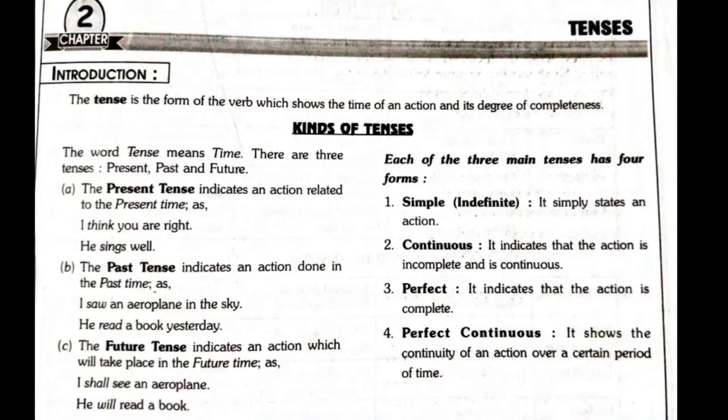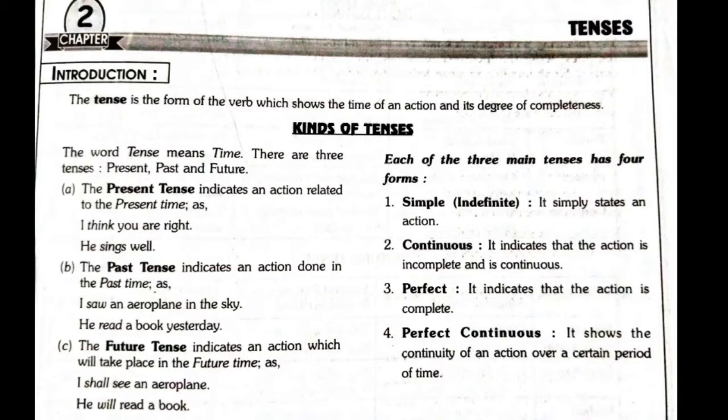Next is future tense. Future tense indicates an action which will take place in the future time. The action has not been done. The action is not completed, but the action is going to take place in the near future, in the coming time. For example, I shall see an aeroplane means the person, I, will see an aeroplane in the near future. The person has not seen an aeroplane, but he will see an aeroplane soon. He will read a book. The person has not read the book up till now, but he is going to read the book in the near future. So this is what future tense is.